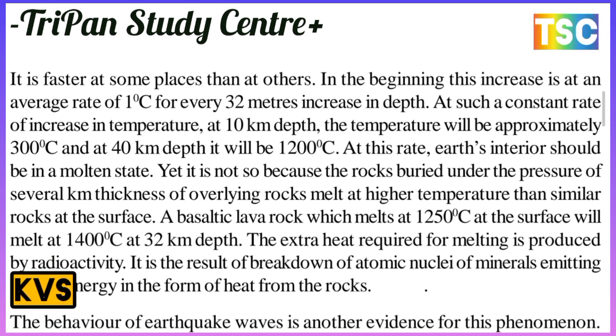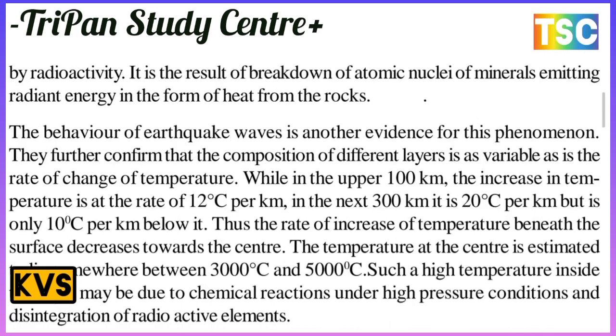A basaltic lava rock which melts at 1250 Celsius at the surface will melt at 1400 Celsius at 32 kilometer depth. The extra heat required for the melting is produced by radioactivity, which is the result of the breakdown of the atomic nuclei of the minerals, emitting retained energy in the form of heat from the rocks.